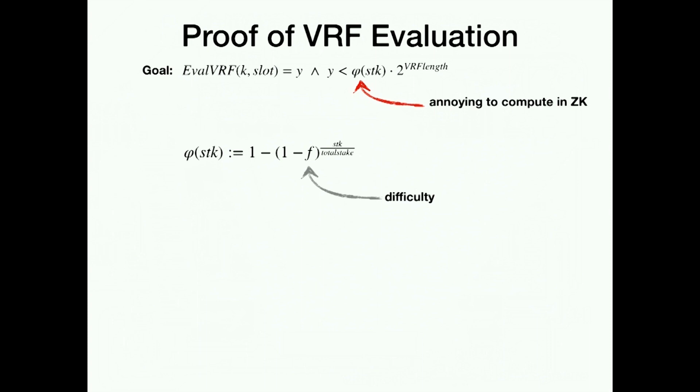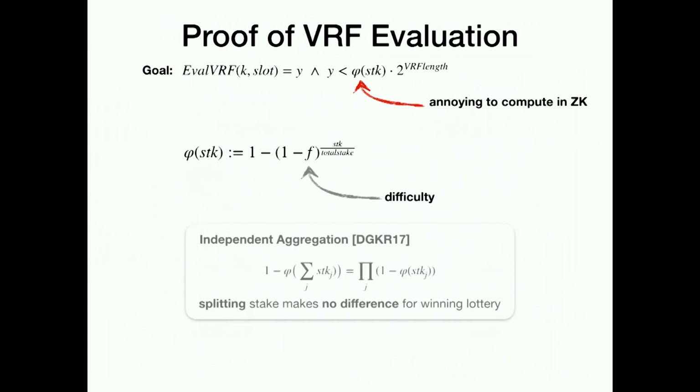So how can we avoid computing it? Well, luckily the function has a nice property. It's called the independent aggregation property, and it's this formula up there, which looks complicated. But in more intuitive words, it just says it doesn't matter if you split your stake into 2 accounts or more, your probability of winning the lottery overall stays the same. No matter if you have 1 account with 100 coins or 100 accounts with 1 coin, your probability of becoming the next slot leader is the same.